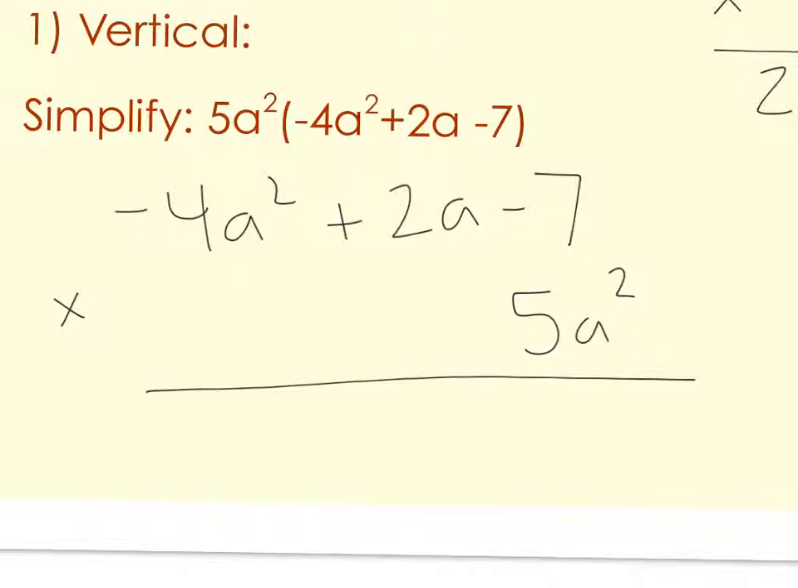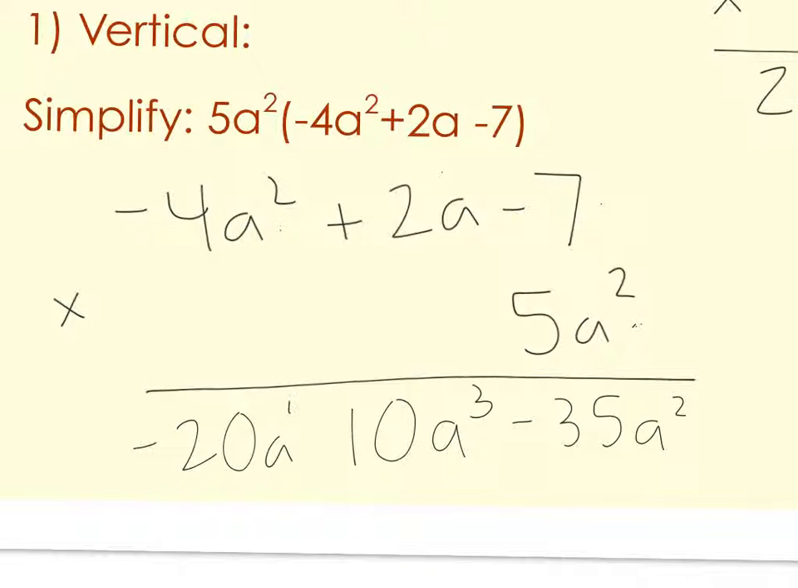So I'm going to take my 5a squared and multiply it by negative 7. So 5a squared times negative 7 is negative 35a squared. Now I'm going to look at 5a squared times 2a, and I get 10a cubed, and 5a squared times my last term, negative 4a squared, and I get negative 20a to the 4th.